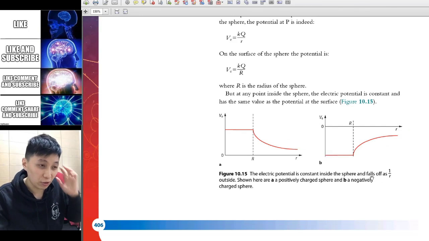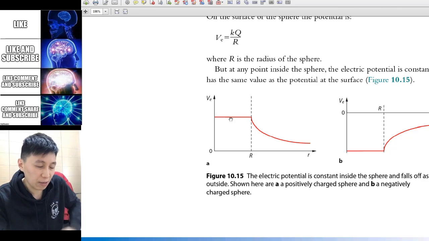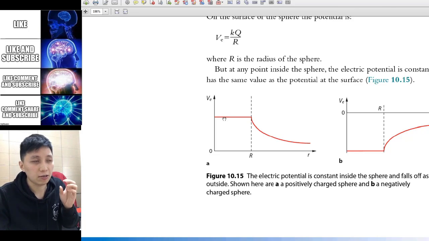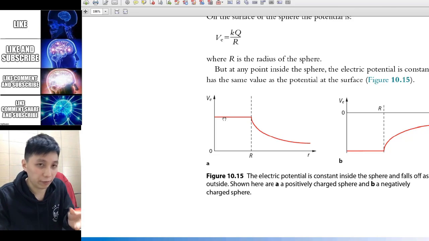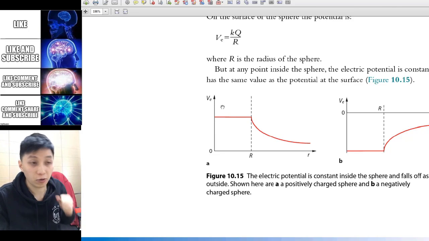So this is something that you can think about, and if you try to differentiate this V with respect to r, that means you are trying to find out the gradient simply, then you'll be able to obtain the field strength graph as well. So obviously here is a horizontal line, so like I said, the force is going to be 0.